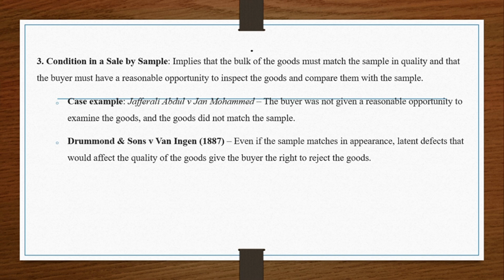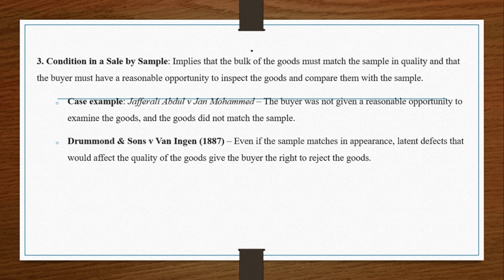So here the seller failed to provide the buyer with a reasonable opportunity to examine the goods, and the goods delivered did not match the quality of the sample, so the buyer wasn't given an opportunity to inspect the goods. So they ended up delivering goods that did not match the sample. So the outcome was the buyer was entitled to reject the goods because the conditions of sale by sample were not met. We have another case of Drummond and Sons versus Van Ingen in 1887.